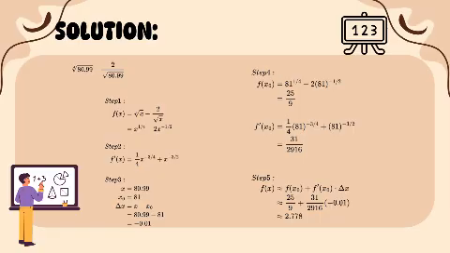Okay, for step 3, we take x from the question, x equals 80.99 and x naught is 81, and delta x is equal to x minus x naught, equal to 80.99 minus 81, and equal to negative 0.01.